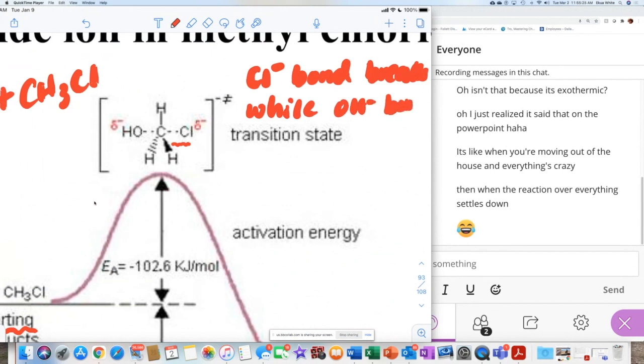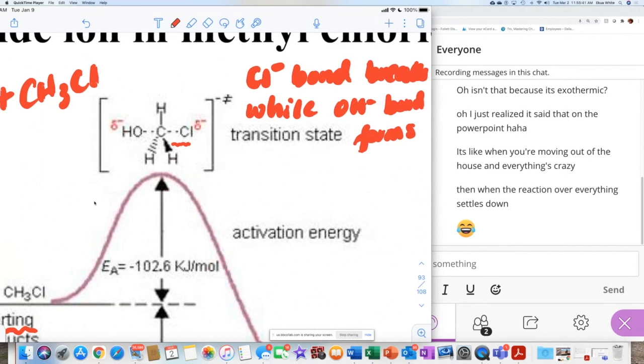OH bond forms, but it's not fully formed. It's happening at the same time. So when you get to organic chemistry, you will learn what this is called. But transition state shows you both bond breaking and bond forming.